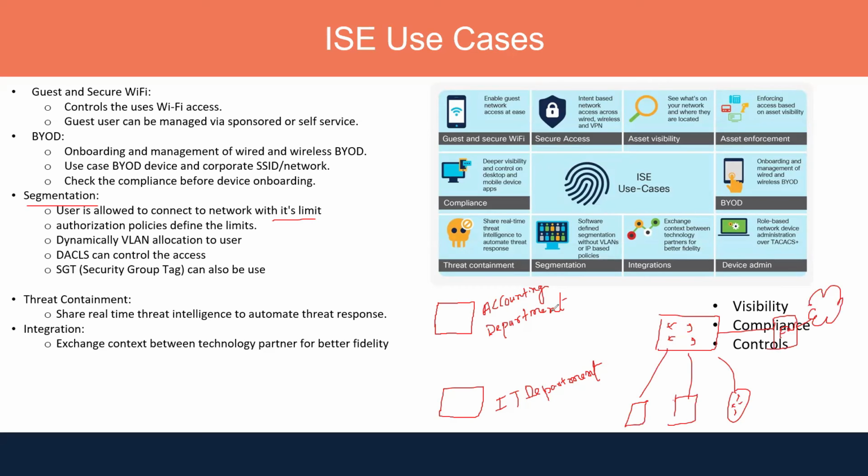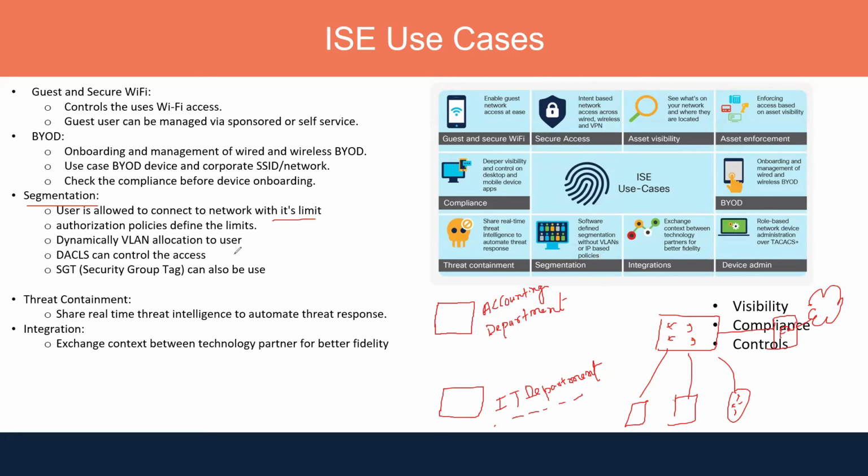So what we just want is that the accounting user would have limited access. They should only be able to access the server. And when the IT department user is there, he would be able to access anything. So the access we can control in a different way, which is known as segmentation or segregation.